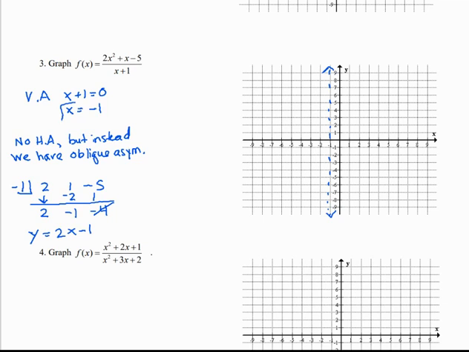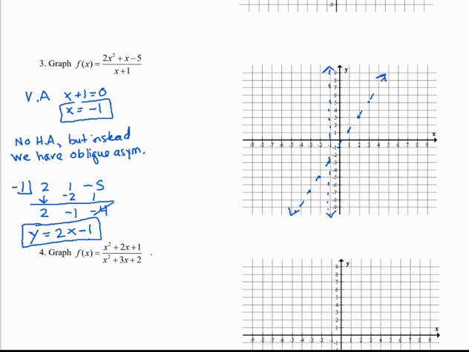Okay, so again, my vertical asymptote is x equals negative 1, and my oblique or slant asymptote will be the equation y equals 2x minus 1. We ignore that remainder. So now we'll sketch that. 2x minus 1 means we start at negative 1, and then we go up 2 over 1, up 2 over 1, or down 2 over 1, down 2 over 1. And I'll go ahead and sketch that. Again, remember it's an asymptote, so I'm just going to use a dashed line.